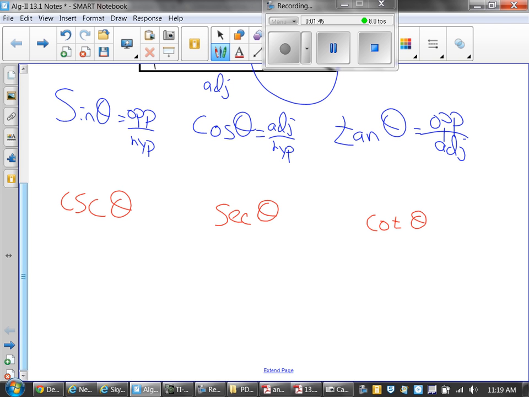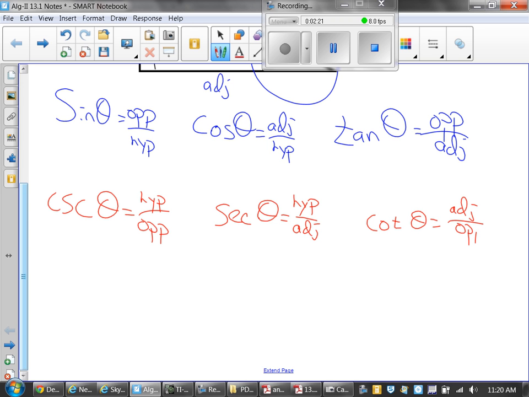Now, when we're talking about inverses, think about it in terms of a fraction. What's the inverse of 2/3? 3/2, right? What did you do? You flip it. So cosecant is nothing more than the inverse of sine. So cosecant is hypotenuse over opposite. Secant.